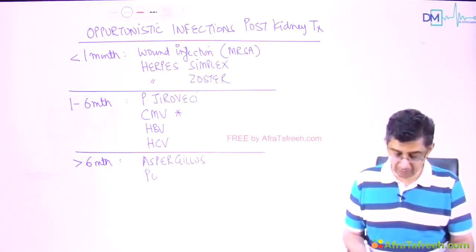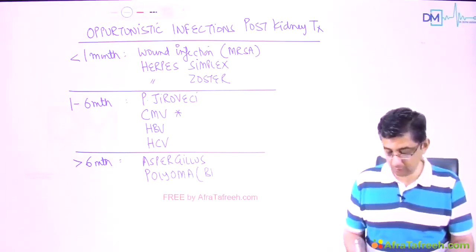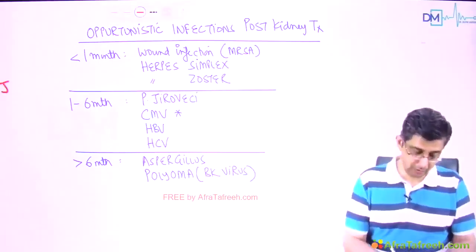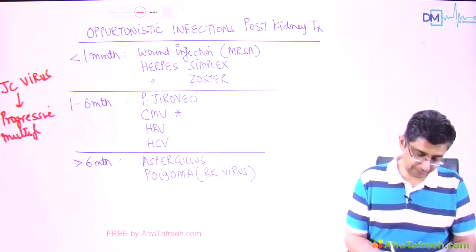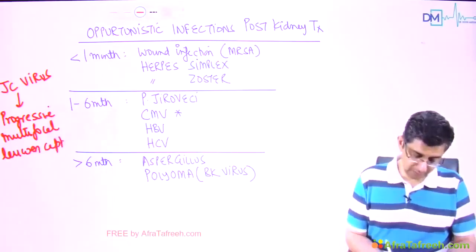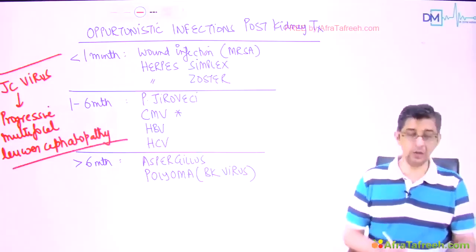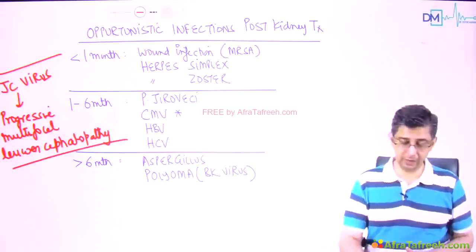The fungus to be remembered here is Aspergillus, but the virus to be remembered is polyoma virus. Polyoma virus would be BK virus. I want to remind you the fact that there is also a polyoma virus by the name of JC virus, which causes a disease which is asked in MCQs, PML, progressive multifocal leukoencephalopathy in a patient. PML is caused by JC virus, whereas BK polyoma virus would be responsible for a post-kidney transplant opportunistic infection.